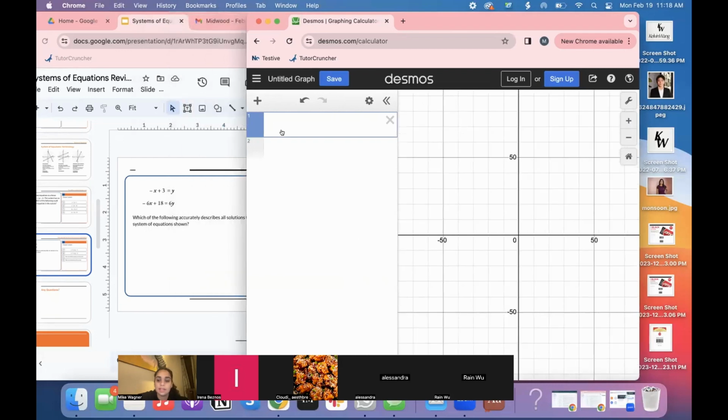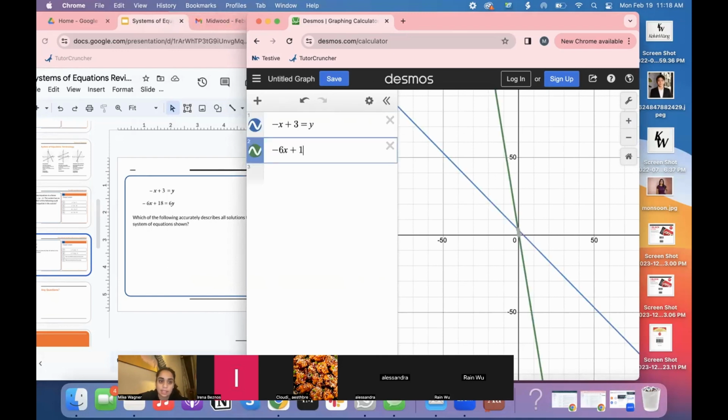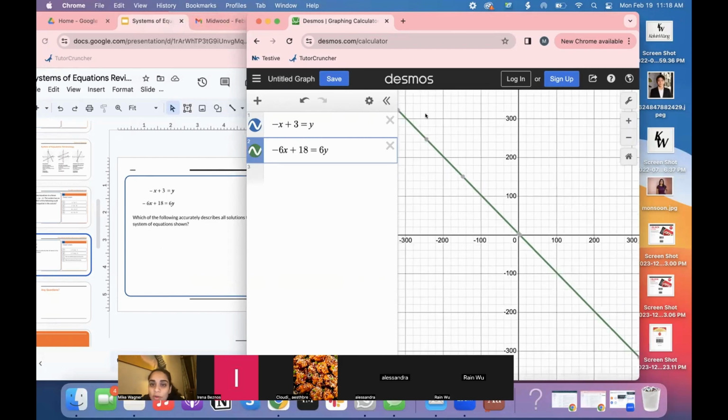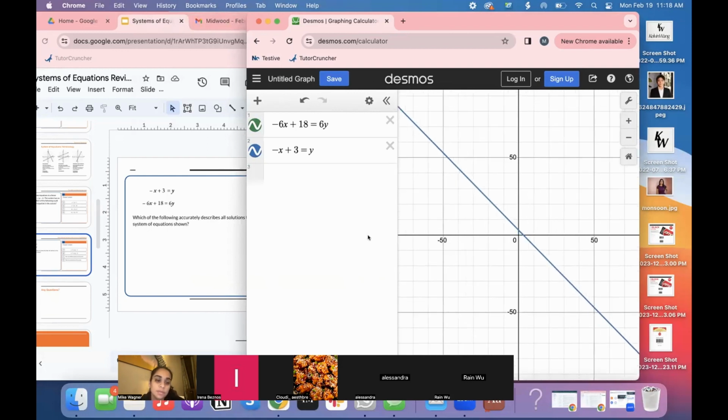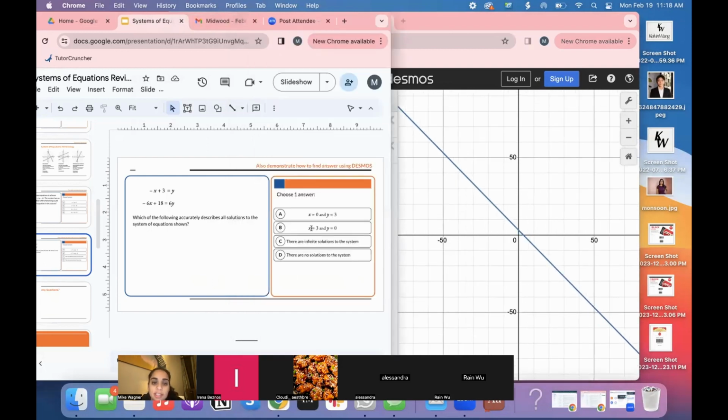Okay, so we have negative x plus 3 equals y for the first equation, and negative 6x plus 18 equals 6y. Sometimes you might think, oh my God, where did the line go? Did it graph it? But you can see the green one is overlaid over the blue one, and if we flip it, then the blue one is overlaid over the green one. So you would know that the answer choice is C. There are infinite solutions to the system.